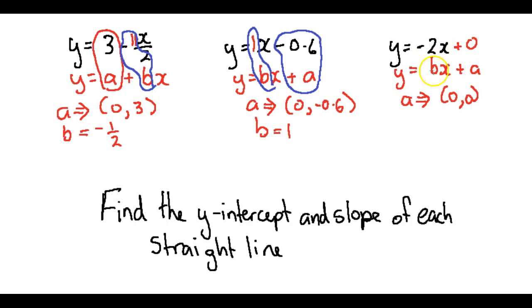So comparing now the b, the number in front of x, this one's straightforward. The number in front of x, including the sign, is -2. So that finishes those examples.